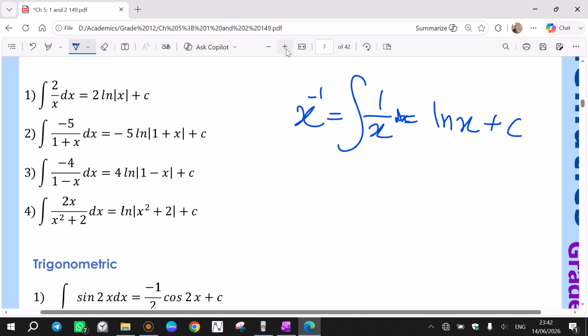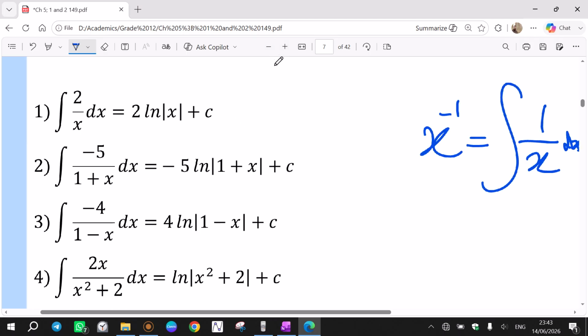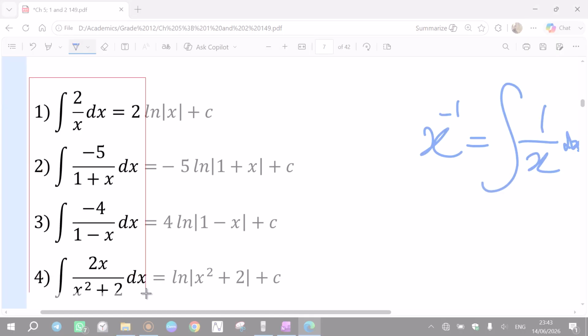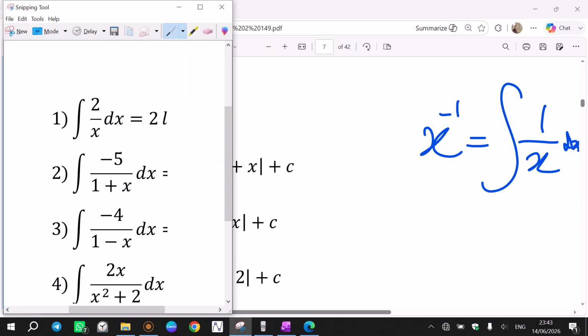Now look at question 1, 2, 3, 4. Let's take them to the notebook and solve them separately. This 2 is extra. The rest are okay.